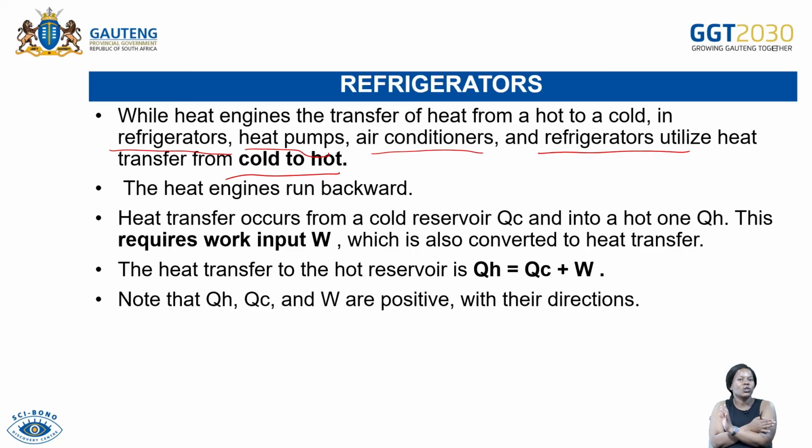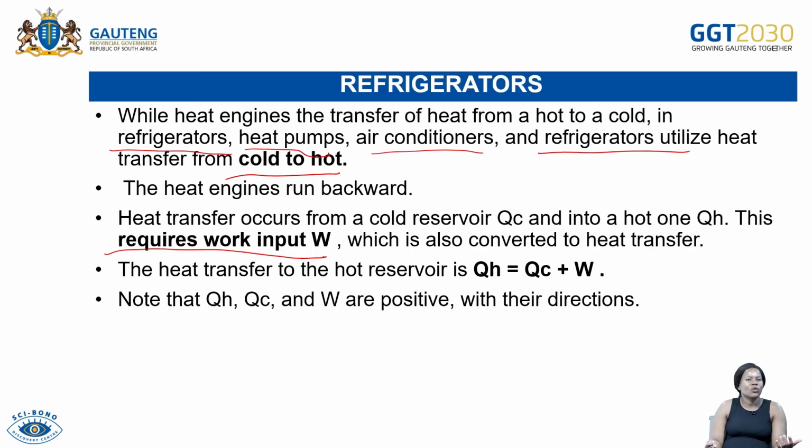The heat engines, what they do is run backwards. It's no longer from the hot to the cold, but from the cold to the hot. Heat transfer occurs from the cold reservoir into the hot one, QC and QH. This requires work input. It requires a lot of work to be done by these heat engines, which is also converted into heat transfer. So it's still the transfer of heat, but it runs backwards. We require special heat engines that are able to transfer heat from the cold into the hot.